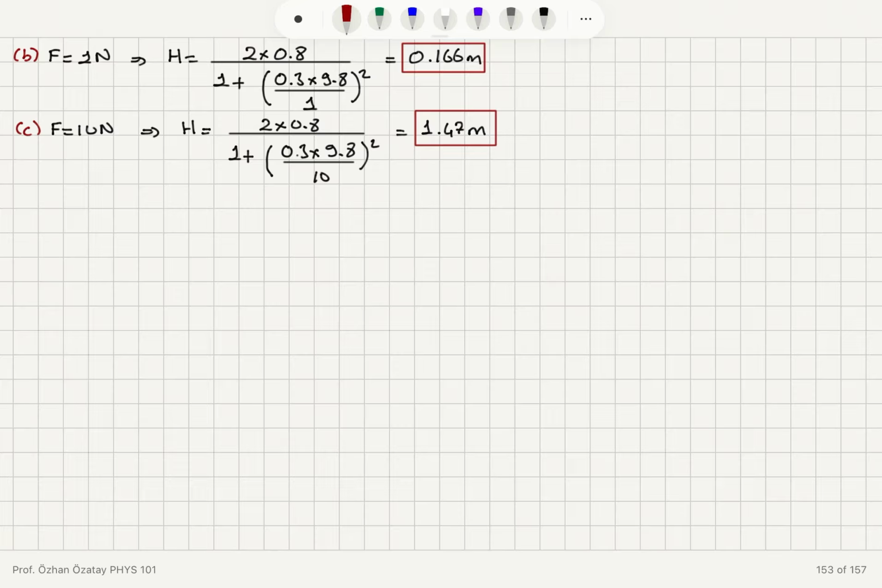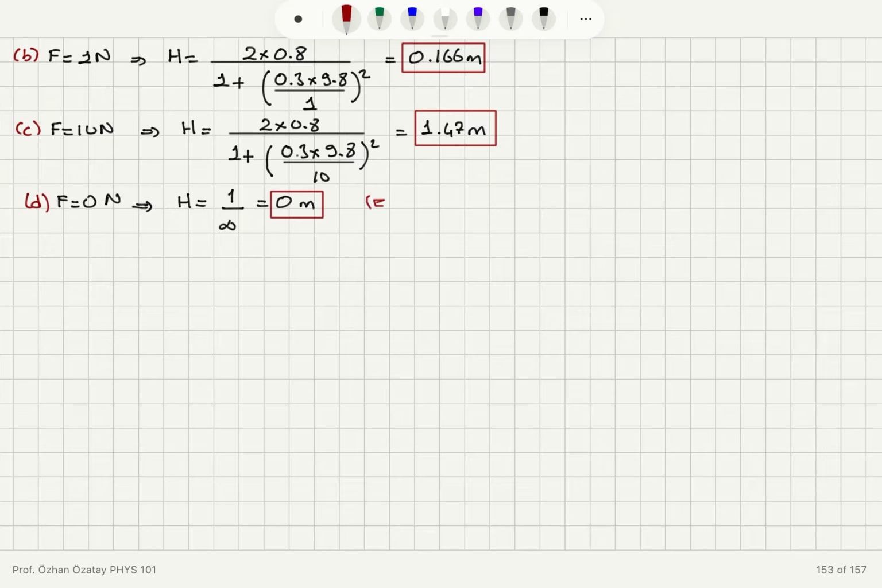And in part D, I try F equal to 0. F equal to 0 newtons gives me, for this solution also, 1 over, so if I substitute F equals 0, I will have 1 plus 0.3 times 9.8 over 0 squared, so that will be 1 over infinity. So this is going to become 0 meters as the solution. So with no force, it should stay at the bottom.